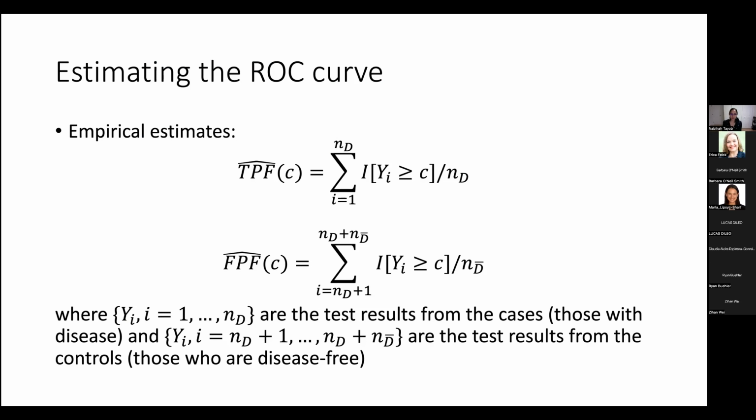Just a little bit of technical details. Essentially, what we often do with estimating the ROC curve... oh, sorry, here's a question. Is there an AUC threshold for a good biomarker? I would say it depends on the context.